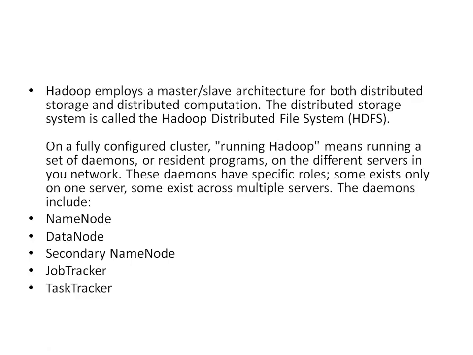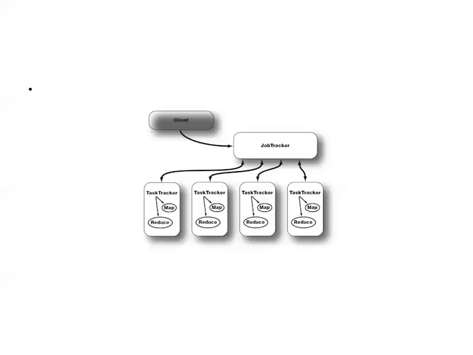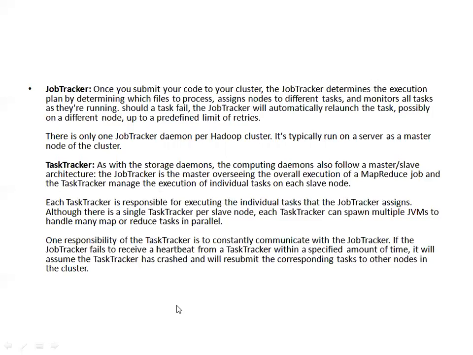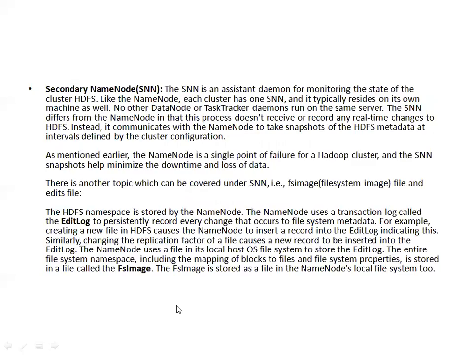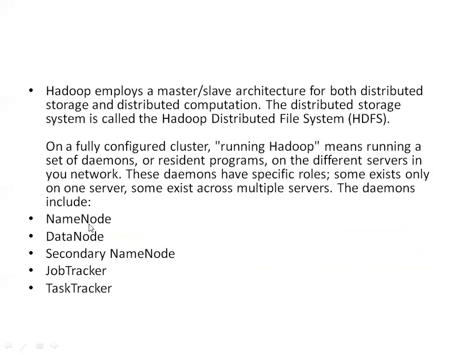So let's understand this with some diagrammatic representation. I already discussed name node and data node in the last class. Yet to discuss are the job tracker, task tracker and secondary name node. In the previous class I already discussed what is the name node and what is the data node. Once again, quickly I will tell you what is name node and data node. Then we will move on to secondary name node, job tracker, and task tracker.